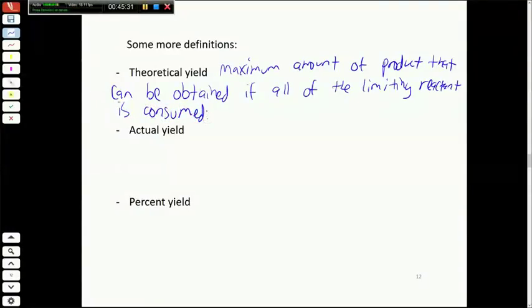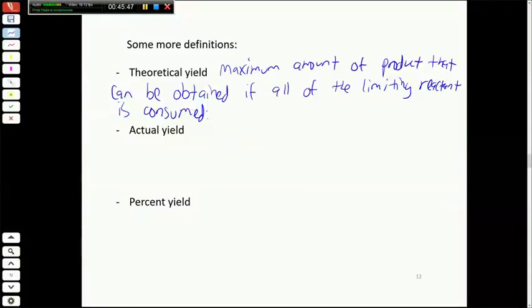Or in other words, this theoretical yield is the amount that you would calculate using stoichiometry. You know what the limiting reactant is, you know how much you have, you calculate how much product can form, and that is what's called your theoretical yield. It's the maximum amount of that product that you could potentially form in this reaction.